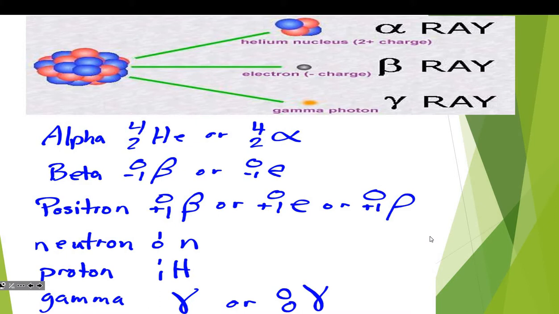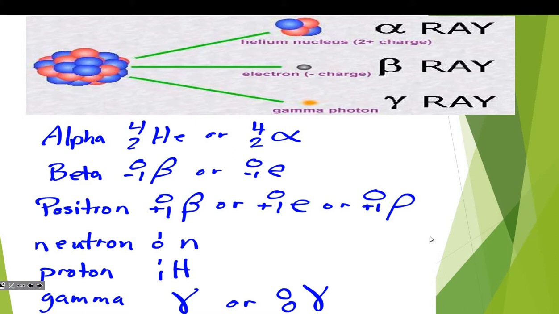What's the definition for a positron? So a positron is a positive electron. And a neutron is just a neutron. The proton, is it next to it? Is it a 1 on a 1? 1, 1. Okay. 1, 1 hydrogen.